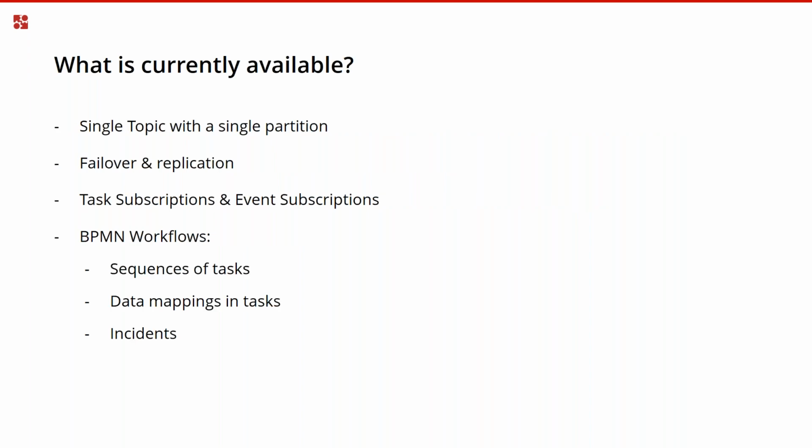What is there? Currently, you can have a single topic with a single partition that is built in. Already, you can have the failover and replication across different nodes. You can have task subscriptions for the workers and event subscriptions for the event stream. And on the level of BPM and workflows, you can have sequences of tasks. There are no gateways yet, so you cannot have parallelism yet. And we have data mappings between tasks.